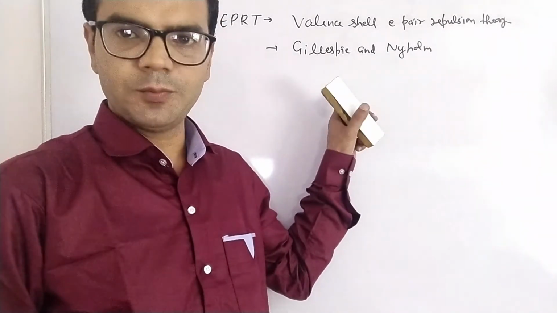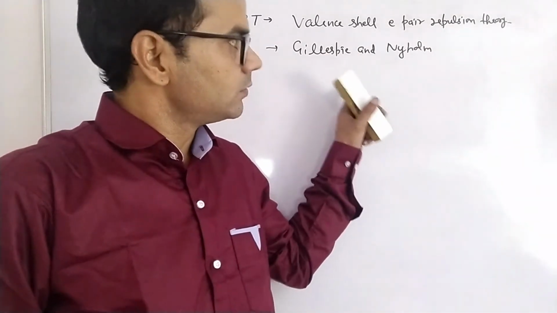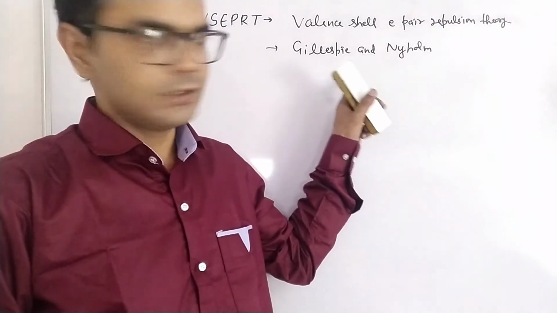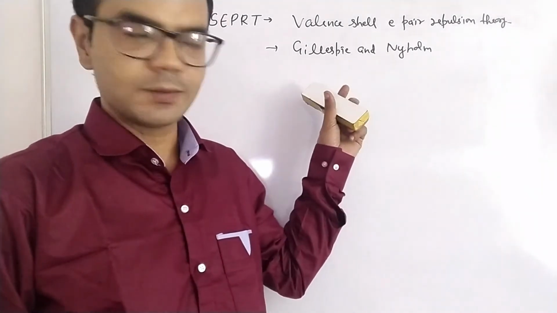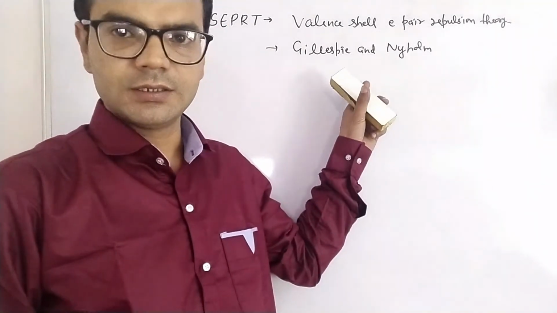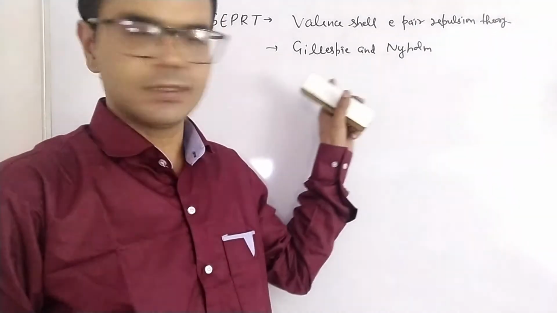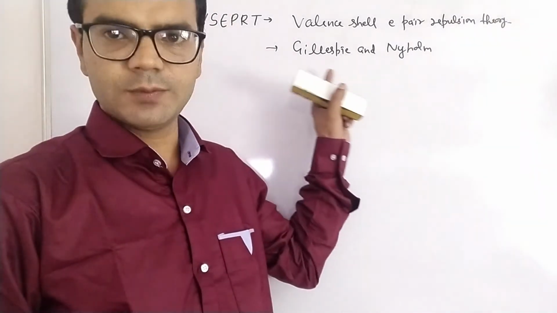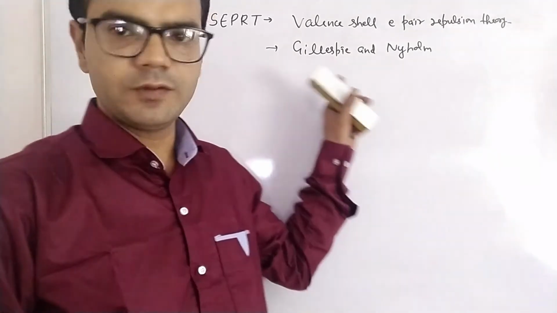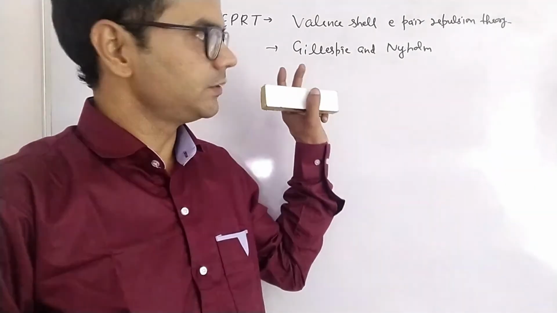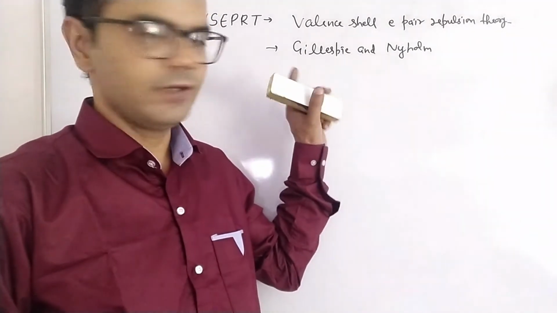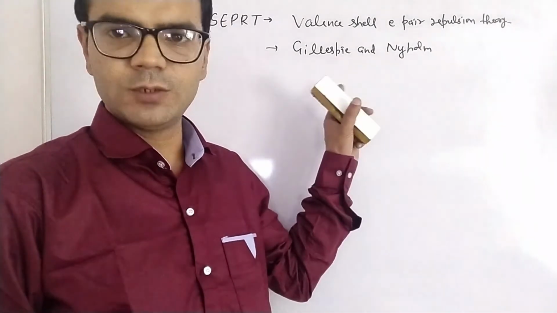Repulsion between electron pairs of a central atom means how many electrons are present in the valence shell. There will be repulsion that will decide the geometry or shape of molecules. On the basis of repulsion, molecules are of two types: one having regular geometry, one having irregular geometry.